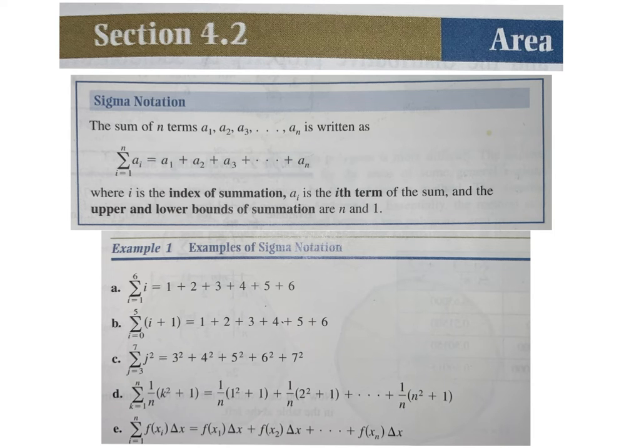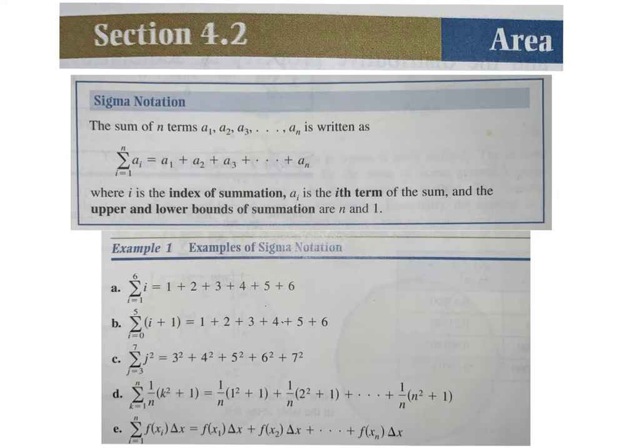Those little sub numbers just tell you what term they're talking about, the first term, the second term, the third term, and so on and so forth. The i down here is the index of the summation. It's where you start. And then up here is where you end. That's how many terms you're going to have. So the upper and lower bounds of the summation are 1 and n.